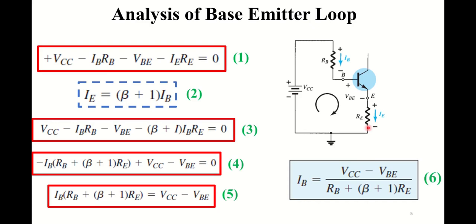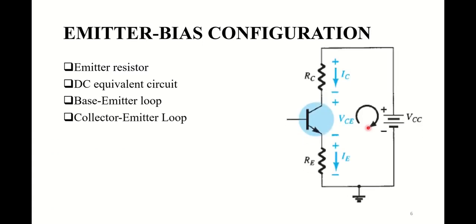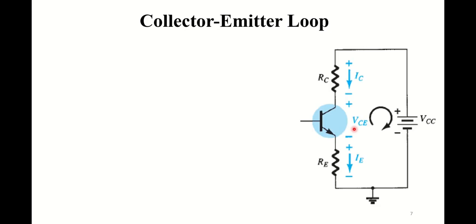Now that we have derived the equation of input loop, let us now derive the equation for the collector emitter or output loop of emitter bias configuration. The emitter collector loop is shown in the figure on which we need to apply KVL again. There are 3 components attached in this loop other than the BJT itself, and these 3 components are this RC resistor, this RE resistor, and the power supply of VCC.